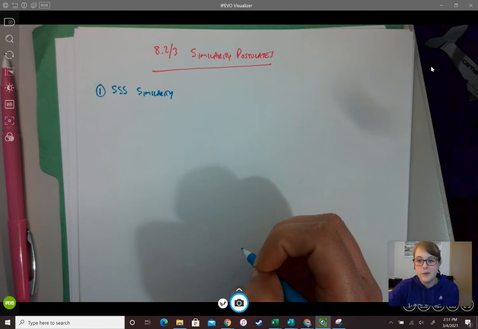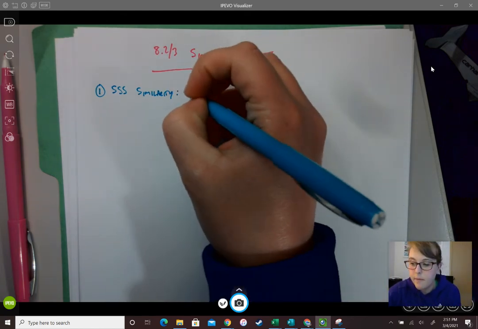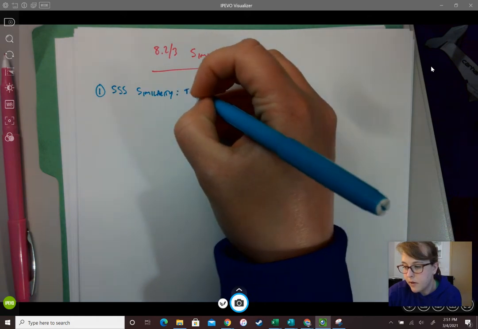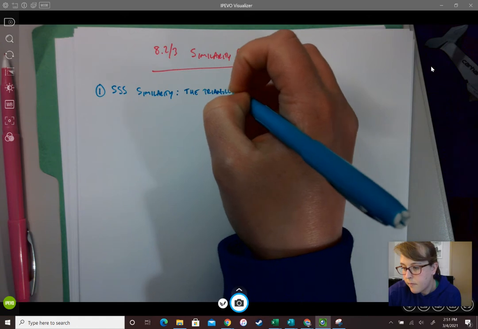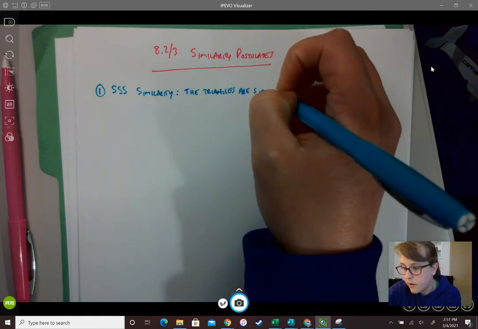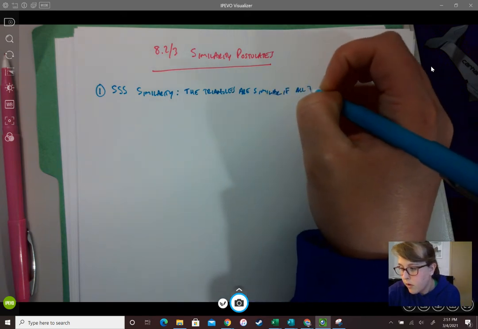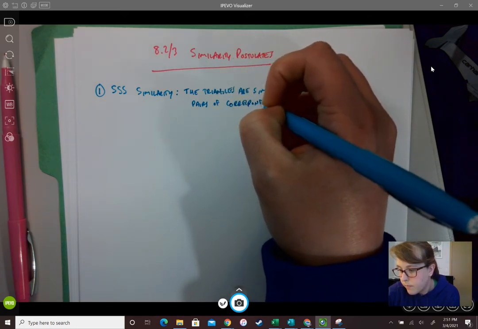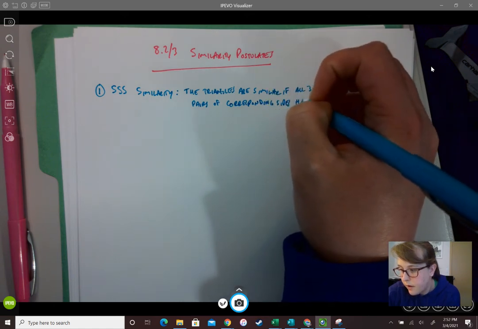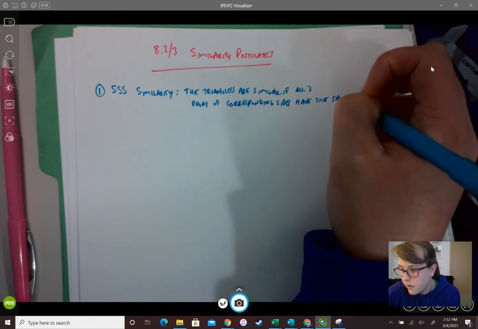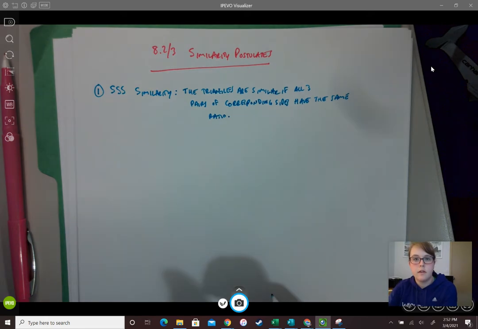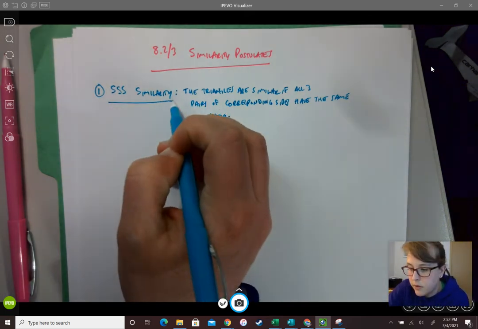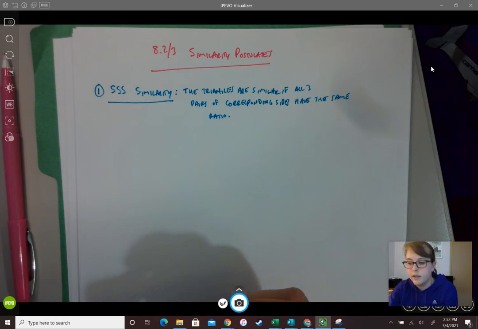Okay, so for two triangles to be similar with SSS, we're going to need to show that the corresponding sides are proportionate to one another. So SSS similarity says the triangles are similar if all three pairs of corresponding sides have the same ratio. Okay, all three pairs of corresponding sides have the same ratio. And so to kind of get an idea of what this is going to look like for us, we're going to do an example involving SSS similarity.